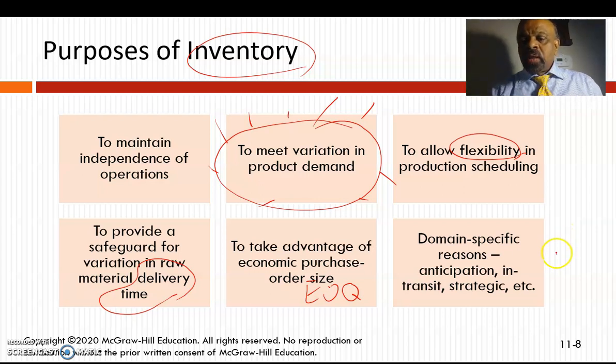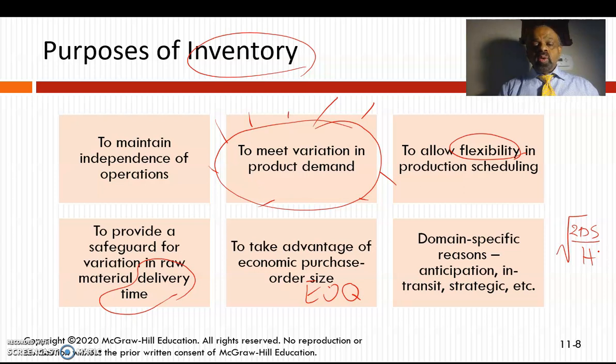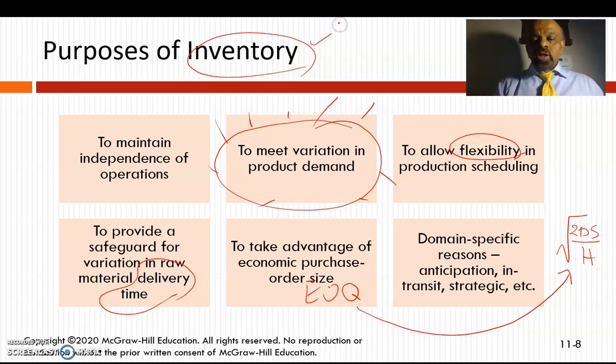Since we know that it is going to be equal to the square root of 2 times the demand times the cost over the holding cost. So the EOQ basically gives you a good way of finding the quantity also. So they want to take advantage of this to make their inventory as efficient as possible and control it.